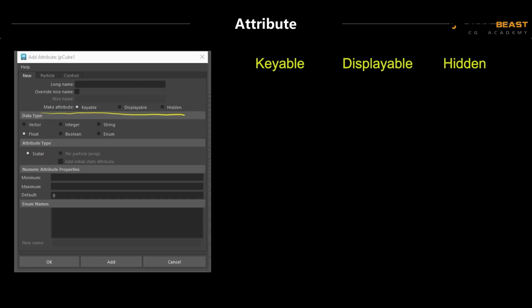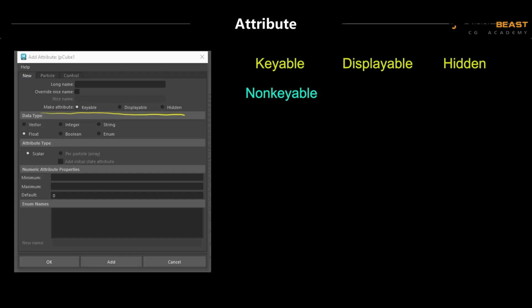What's the opposite of keyable? It's non-keyable. If the attribute is non-keyable, it means it cannot be keyframed. So that's the difference between keyable and non-keyable. Next, let's talk about hidden. What is hidden? This is really easy to understand. Hidden means it won't appear in our channel box, and the opposite is being displayed in our channel box.